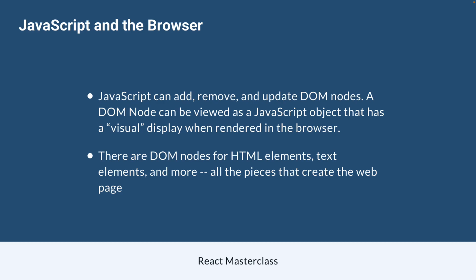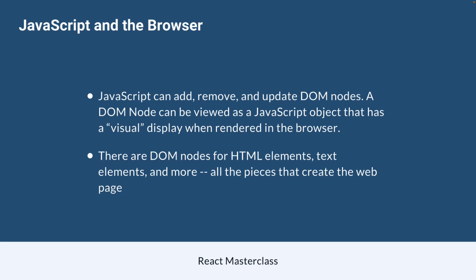So as we learned, JavaScript can add, remove, and update DOM nodes. And a node is just a unit representing some visual element on the web page. We have a node for an H1 element, and a node for an LI element, and a node for something like a piece of text that is housed between a parent node element like an H1. So a DOM node can be viewed as just a complex JavaScript object that has a visual display or representation when we render it on the screen in our browser.